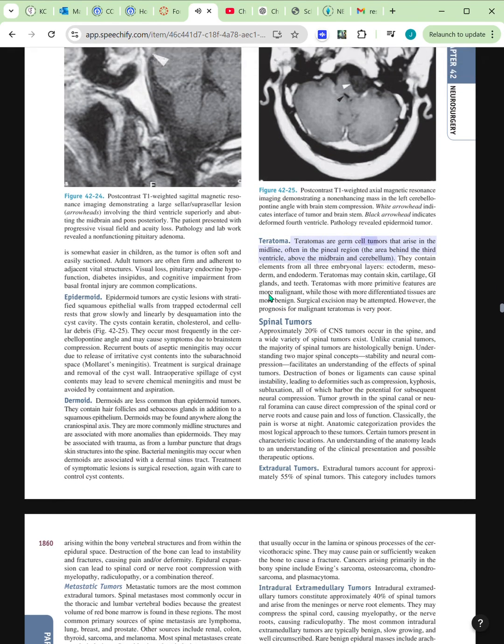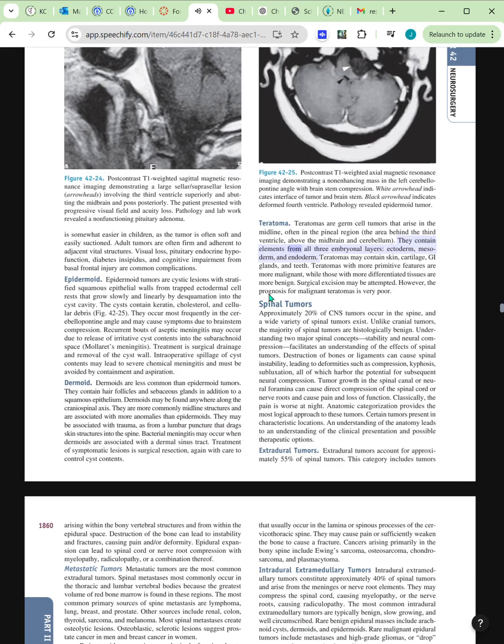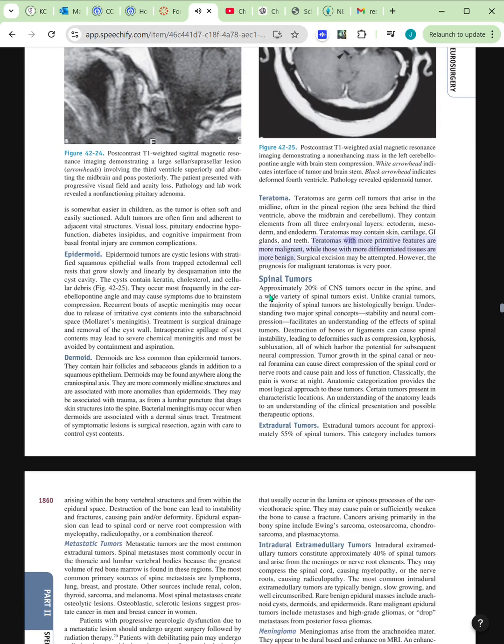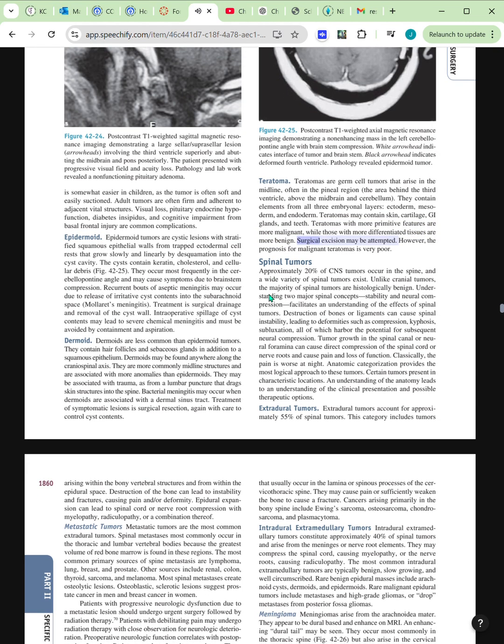Teratoma. Teratomas are germ cell tumors that arise in the midline, often in the pineal region, the area behind the third ventricle above the midbrain and cerebellum. They contain elements from all three embryonal layers: ectoderm, mesoderm, and endoderm. Teratomas may contain skin, cartilage, GI glands, and teeth. Teratomas with more primitive features are more malignant, while those with more differentiated tissues are more benign. Surgical excision may be attempted. However, the prognosis for malignant teratomas is very poor.